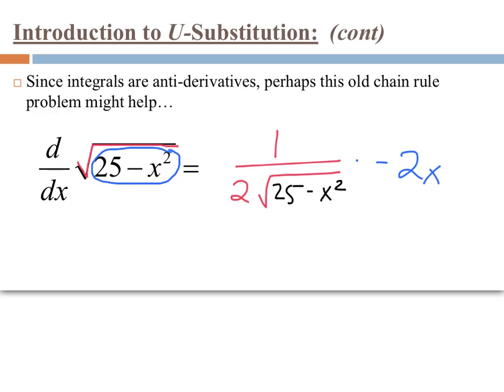Now if you take a look at what we can simplify with this expression, we can cancel out those 2's, and lo and behold, we end up getting negative x over the square root of 25 minus x squared. Now that looks awfully familiar. The integral we just looked at had this as our integrand. So because the chain rule helped us take that derivative, really we need the reverse of the chain rule to take this integral.